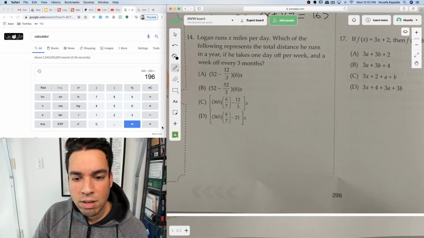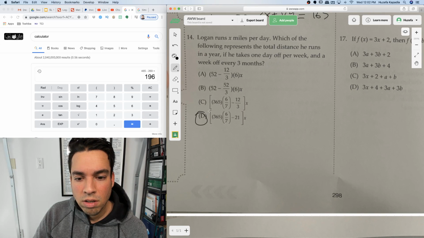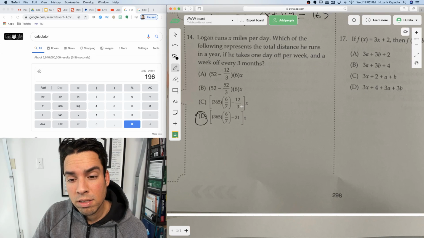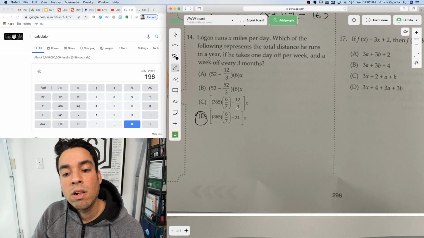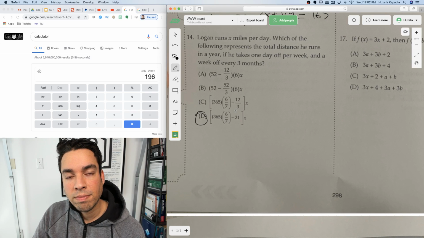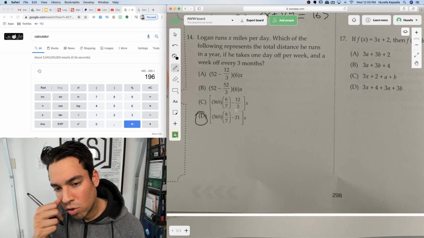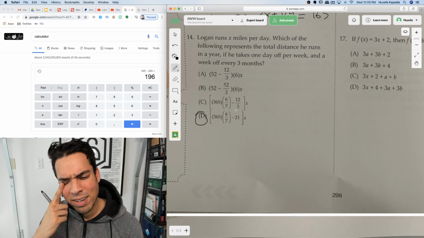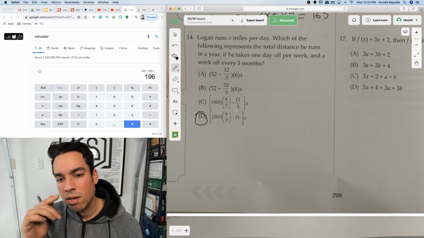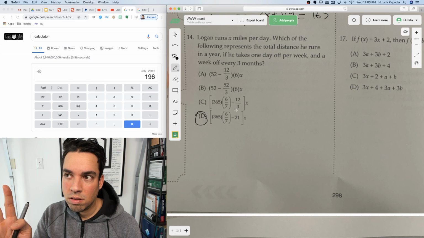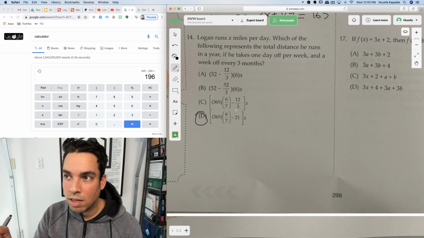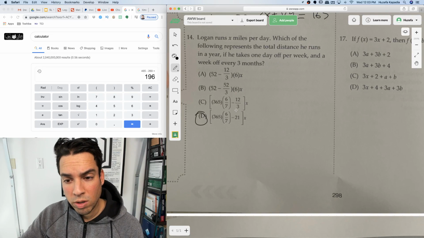It's gotta be, I'm gonna put down D, because these make no sense. This one's just wrong because this would be 6, and then that's only 4 more days. That doesn't seem right. It should be an additional 24 days, not 21, right? And a week off every 3 months is, oh wait, 28. But then I think D is what they want for the right answer.